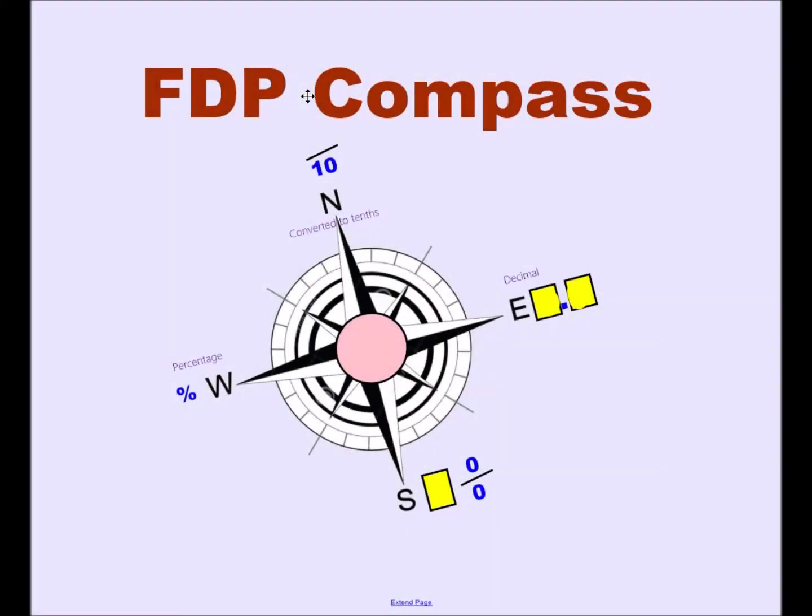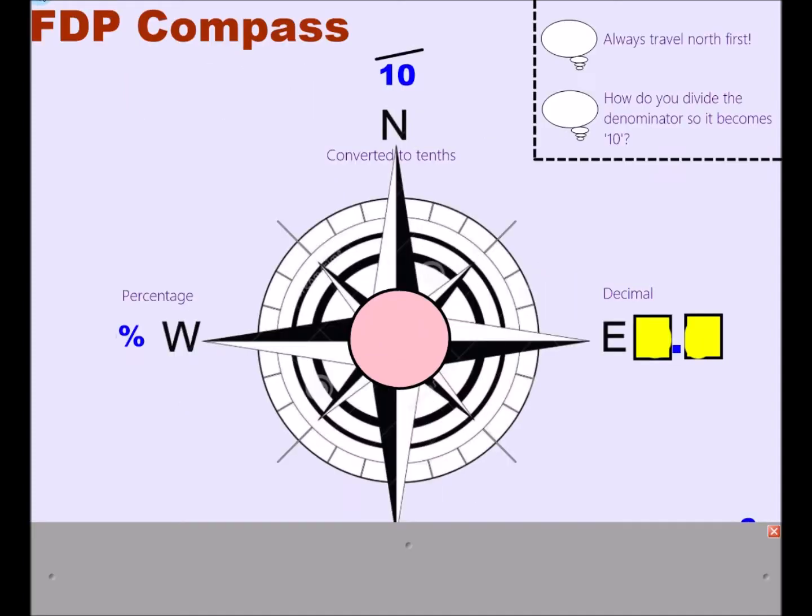Everyone, and welcome to this quick video that's going to show you the FDP Compass. That's for fractions, for decimals and for percentages. It will help you to convert most fractions to a simple fraction that's easy to convert into decimals and percentages, and even to a mixed number when you're dealing with improper fractions. So let's see how you do it.